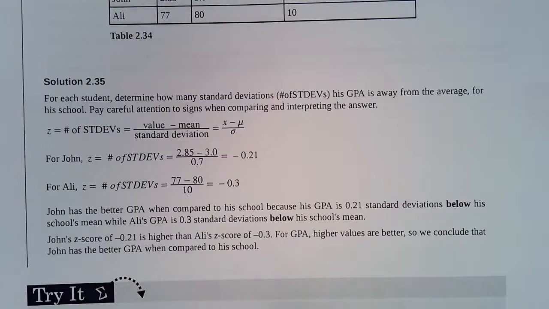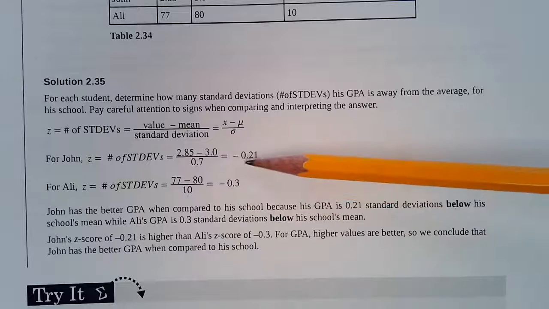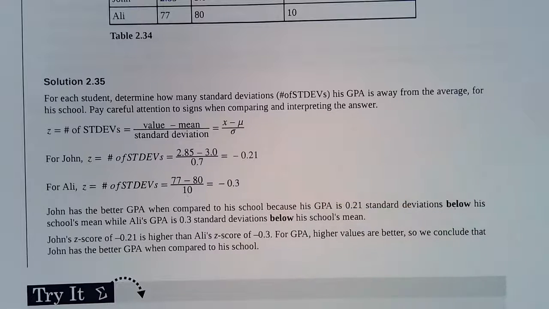So if we take a look at these, the reason we say that this one is better is because generally you want to have a higher GPA. So you always have to put it back in context when you're comparing things to see if it's good or bad or to make any kind of evaluation about it. So once again, in order to compare information from two different data sets, you need to convert them to z-scores, and then you can compare the z-scores.